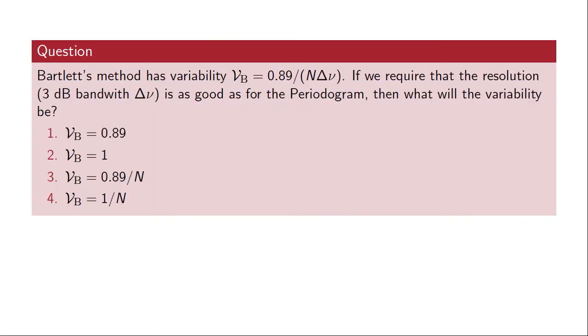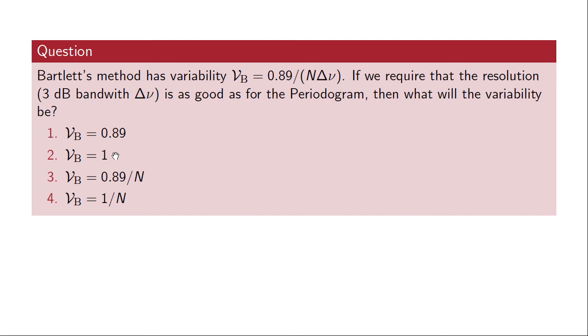Let's now consider a question based on this. So suppose that we're using Bartlett's method, which had the variability given by this expression which we saw on the previous slide. If we want the resolution of Bartlett's method, meaning the 3 decibel bandwidth of Bartlett's method, to be as good as for the periodogram, what will then the variability of Bartlett's method be? Will it be 0.89? Will it be equal to 1? Will it be equal to 0.89 divided by the number of samples? Or will it simply be 1 over the number of samples?